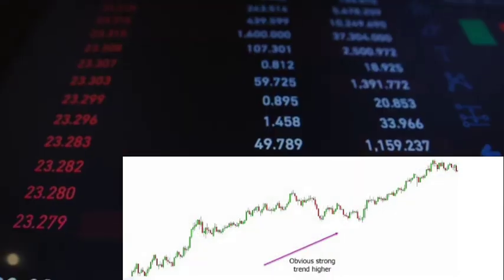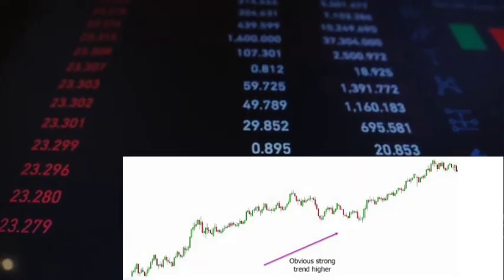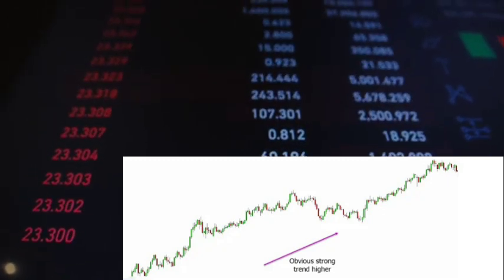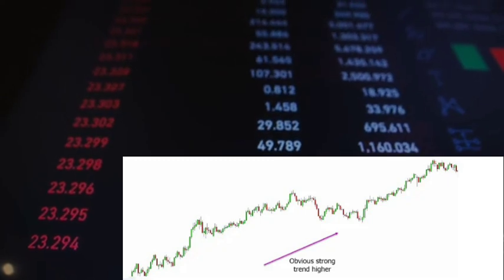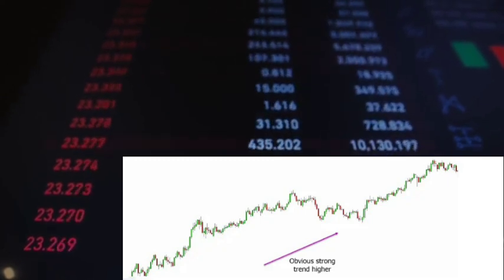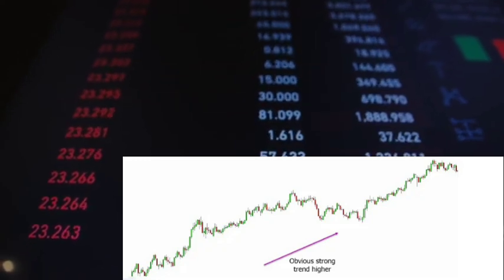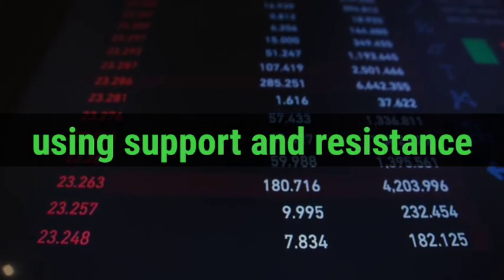For example, the chart on screen shows price is on a trend higher. Price makes regular moves and swings lower against the trend, but the overall trend continues moving higher. The swings lower in the trend can be the best place to look for trend trading entries. This will give a high reward trading entry. Second, using support and resistance.